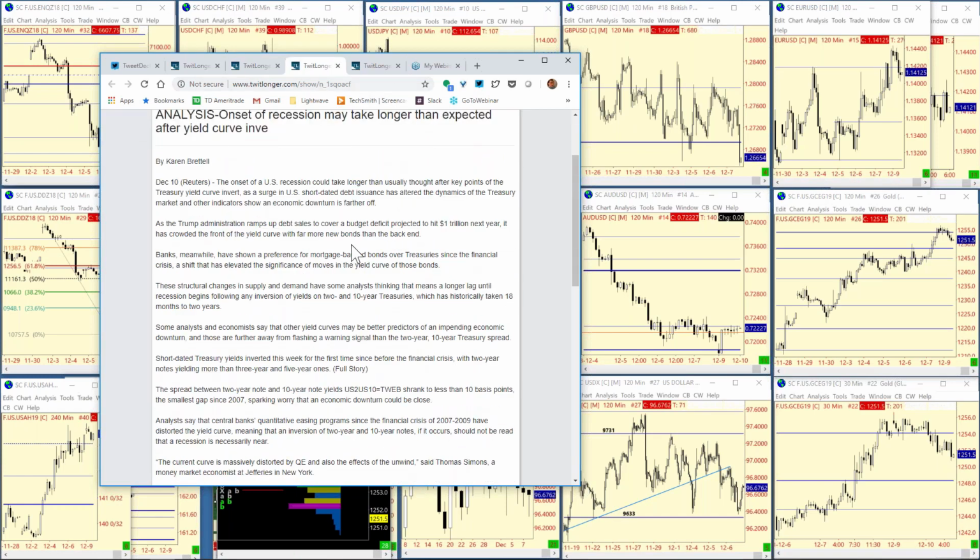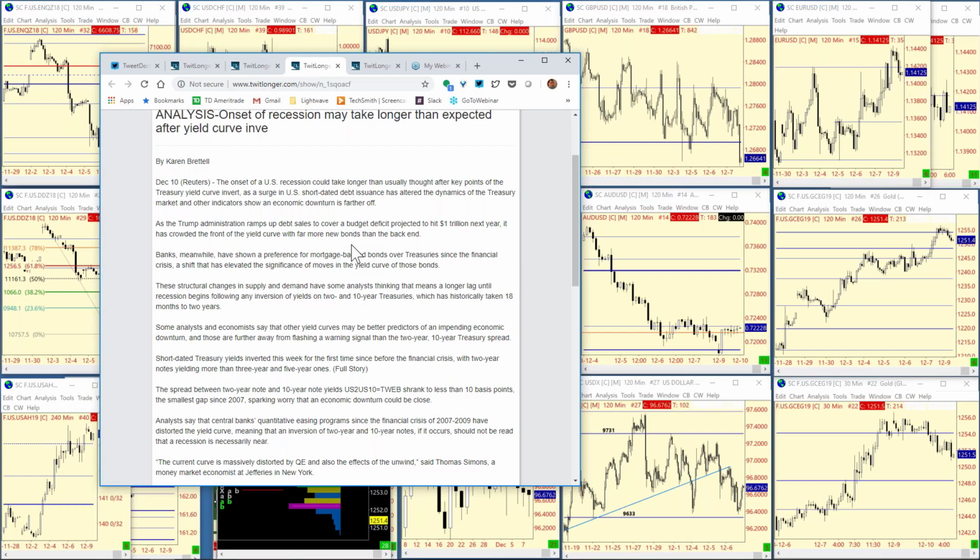And in regards to the U.S. recession, it could take longer than usually thought after key points of the Treasury yield curve invert, as a surge in U.S. short-dated debt issuance has altered the dynamics of the Treasury market. Another indication showing an economic downturn is farther off.